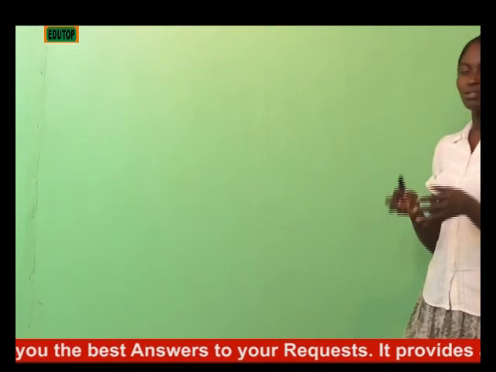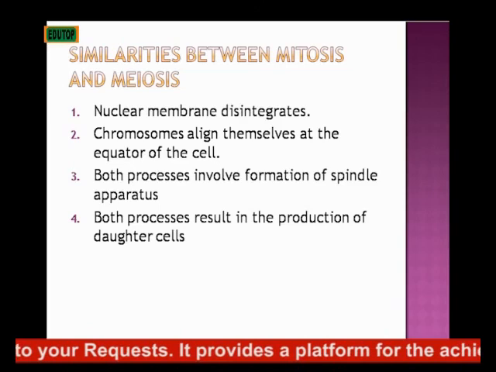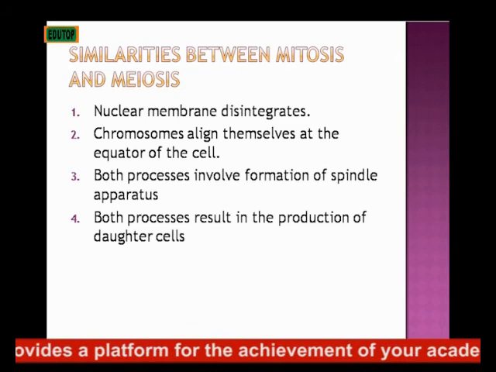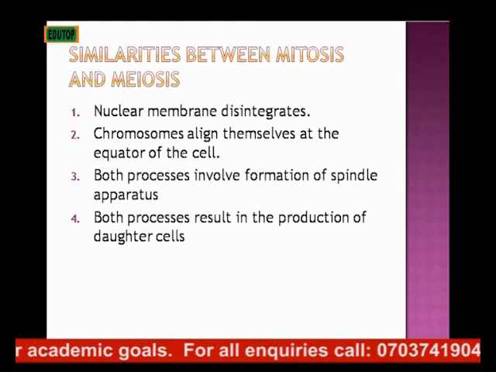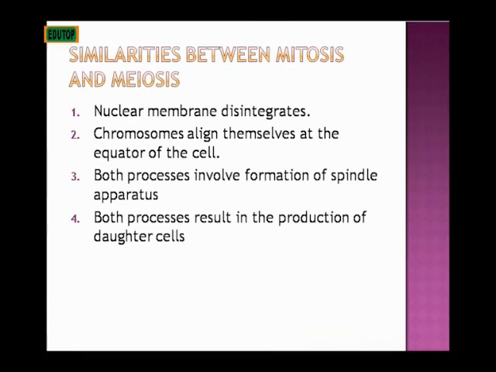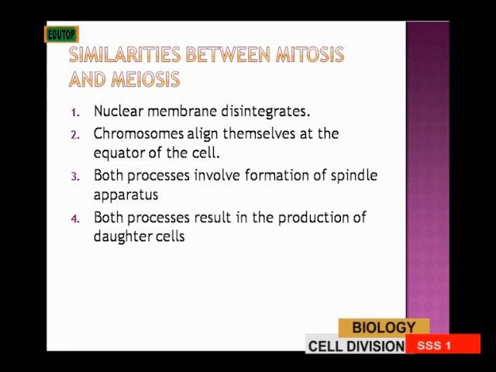Now the similarities between mitosis and meiosis. One, in both divisions, the nuclear membrane disintegrates. Then the chromosomes align at the equator of the cell in both divisions. Both processes involve formation of the spindle apparatus. Both processes result in production of daughter cells, even though the daughter cells are different: mitosis produces two daughter cells, meiosis produces four.